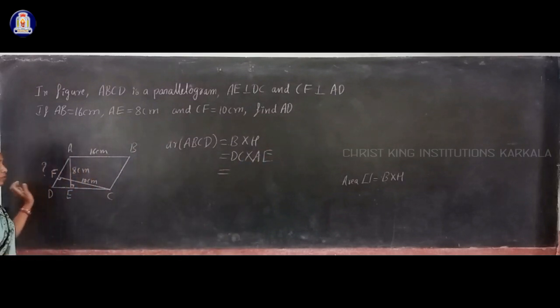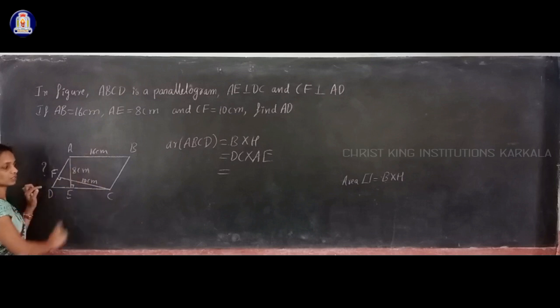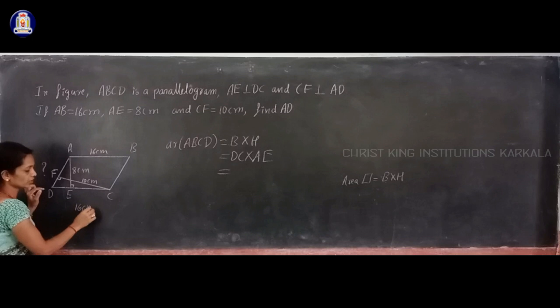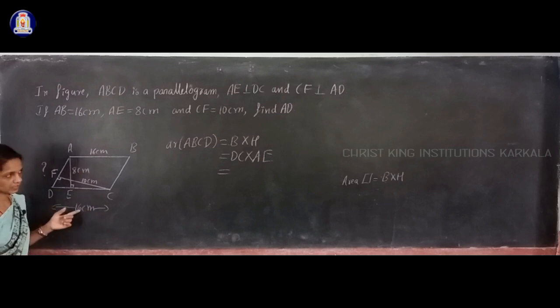In a parallelogram you know that opposite sides are equal. So AB is equal to 16 centimeter, and opposite to that side you have DC. So DC is also 16 centimeter. That is not given in the question, but you have to know that opposite sides of a parallelogram are equal. So by that we can write DC is equal to 16 centimeter.